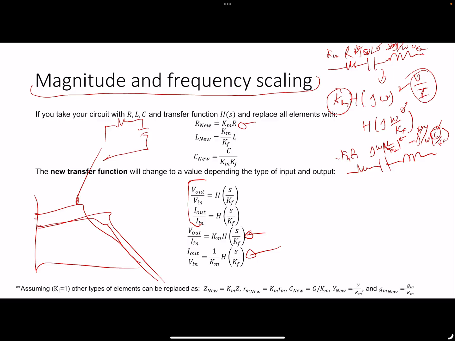How do you figure that out? You can look at the response at omega equals 1, and then see where this line has that same change, and that's going to give you the factor Kf. And then as for the magnitude scaling, you can look at what Hm is and see how much smaller it is. Depending on the units, if it's volts per current, then that's the Km factor. If it's current per volts, then that would be the 1 over Km factor. We'll go over some examples next class of this kind of stuff.